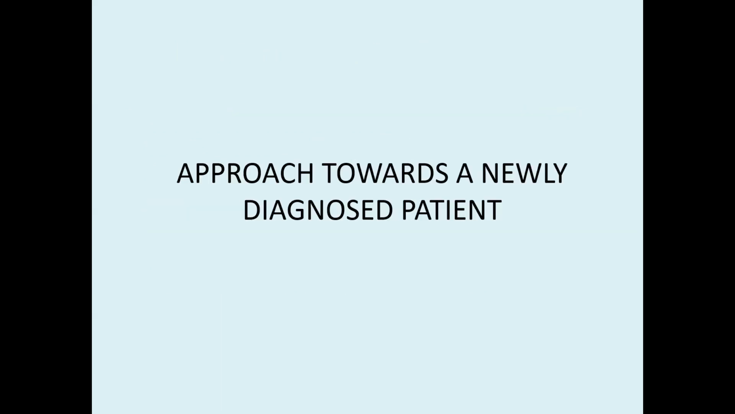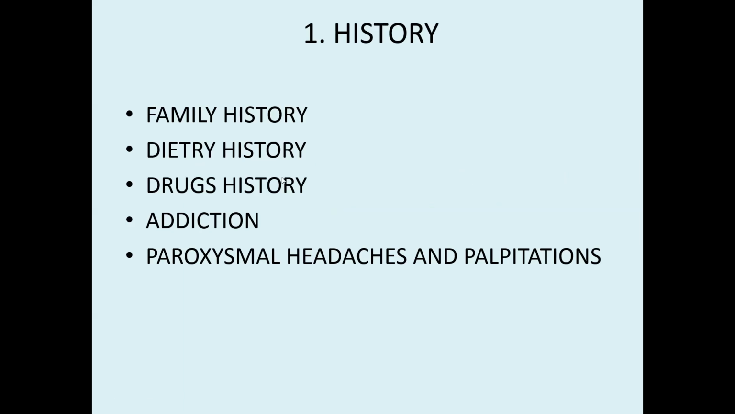So now we will discuss our approach towards a newly diagnosed patient. First of all, in taking history, family history is very important, because as I told you earlier, genetic factor is an important factor leading to essential hypertension. So you have to ask about the history of hypertension running in families, or any history of some other kidney disease in the family, because it can be secondary to kidney disease like polycystic kidneys as well.